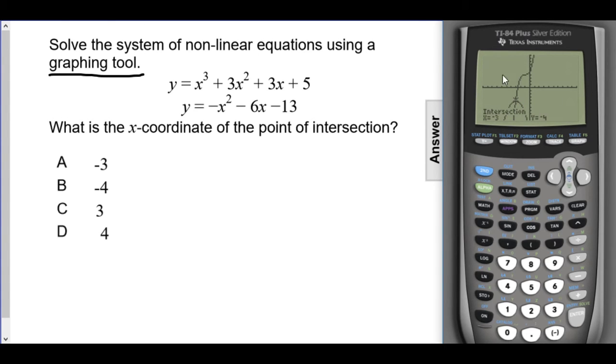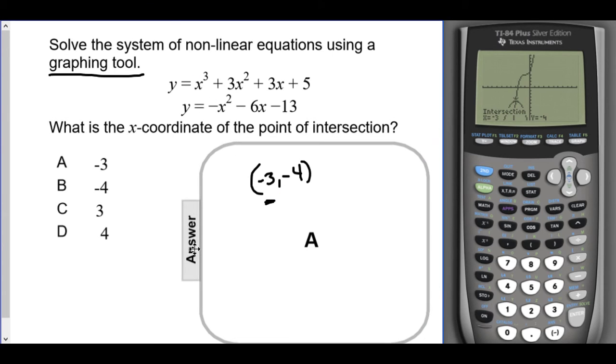So now the screen at the bottom reads that the intersection is x equals negative 3, y equals negative 4. So that's our intersecting point, negative 3, comma, negative 4. And the x-coordinate would be negative 3, so our answer would be A. So using the calculator, we were able to find the intersecting point. But what if you don't have a graphing calculator?